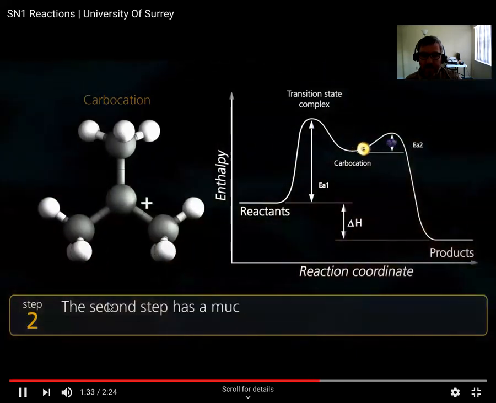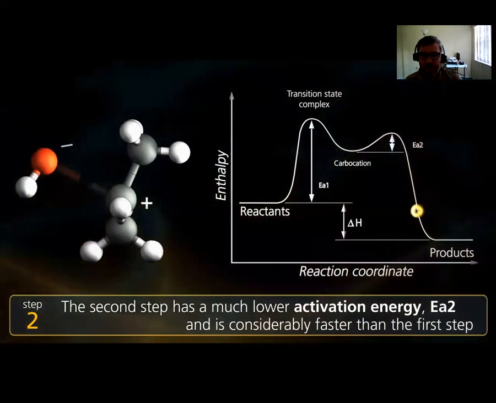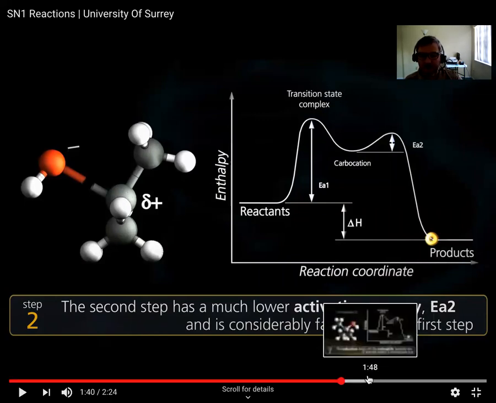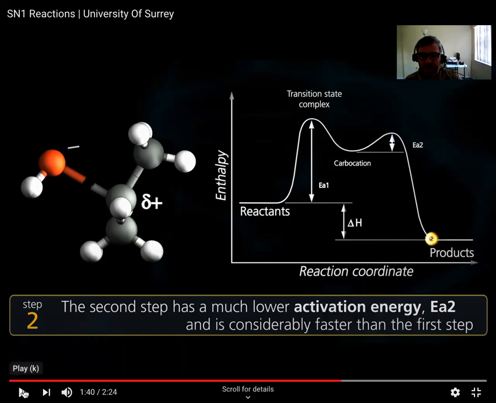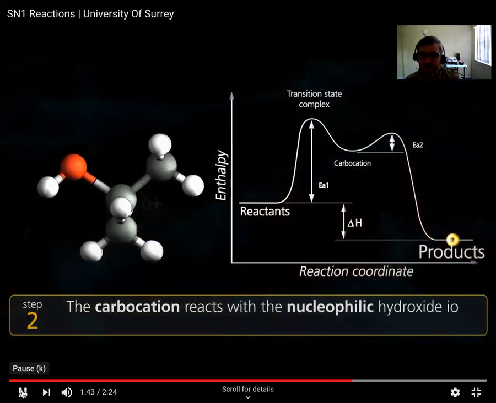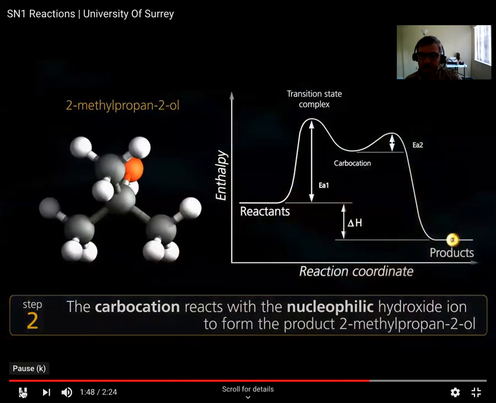The second step has a much lower activation energy, EA2, and hence is considerably faster than the first step. The reason that second step is so much faster is because you've got something negative reacting with something positive. If you go back to the first step, you're taking something neutral and turning it into something positive and negative. And that's always more difficult than taking a plus and negative and putting them together. The carbocation reacts with the nucleophilic hydroxide ion via a second transition state to form the product 2-methyl propan 2-ol.